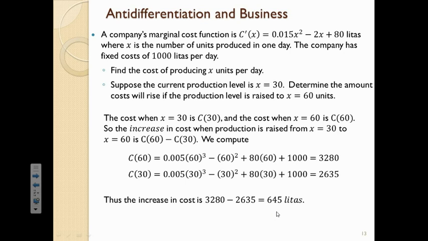So this becomes a quick way to find out increased cost. If you're going to increase production, how much more is it going to cost you?